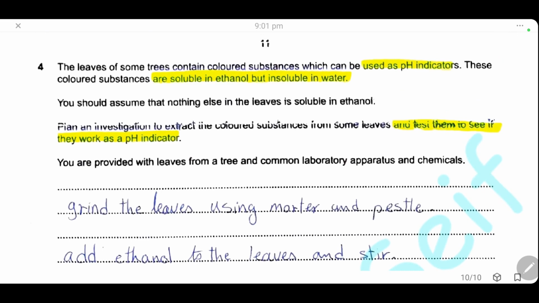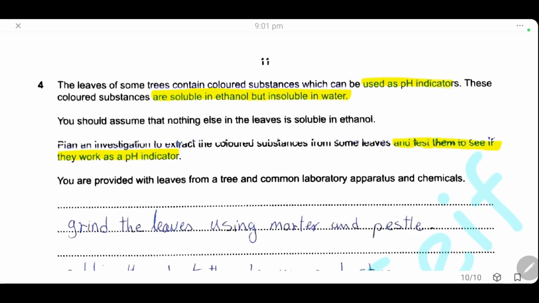Question 4. The writing experiment or investigation. The leaves of some trees containing colored substance which can be used as pH indicator. These colored substances are soluble in ethanol but insoluble in water. You should assume that nothing else in the leaf is soluble in ethanol. Plan an investigation to extract the colored substance from the leaves and test to see if they can work as a pH indicator.